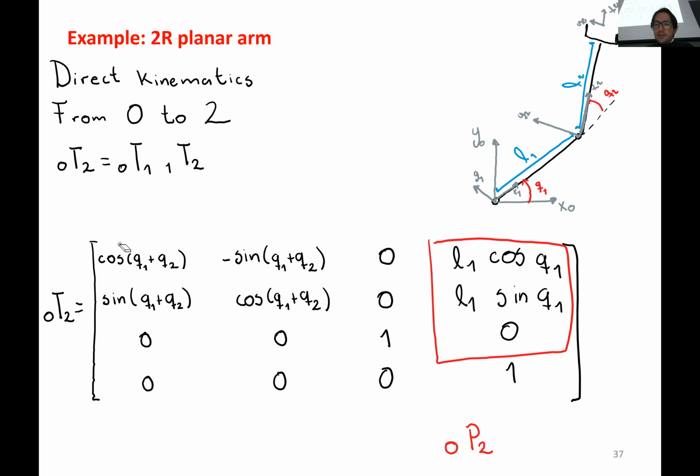Now it's important, I want to highlight this term here, because this is actually telling us the position of the frame of link 2 with respect to 0, which is our fixed frame. And we're going to use it in the final slide when we're thinking about the Jacobian. So that's why I'm highlighting it here.